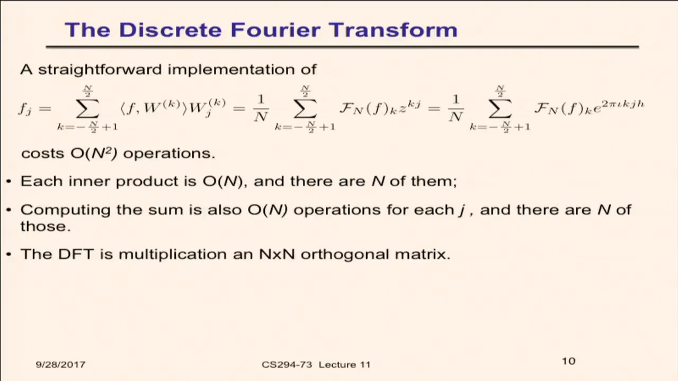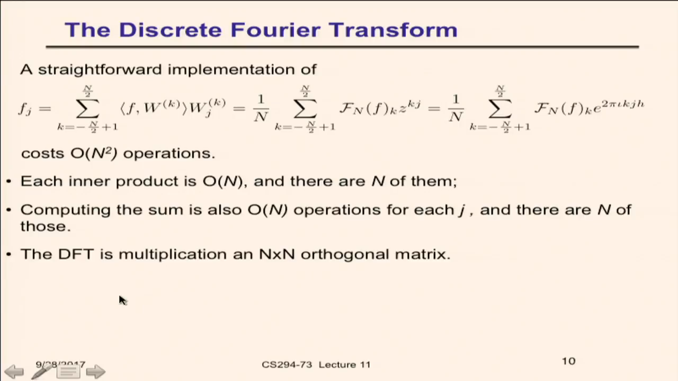So if you again compare to the cost of evaluating the finite difference operator, where it's order the number of points, the number of points times 3 or 4 floating point operations, here it's the number of points squared. That's catastrophically bad. So you wouldn't want to use that.